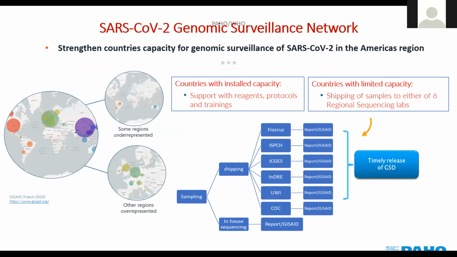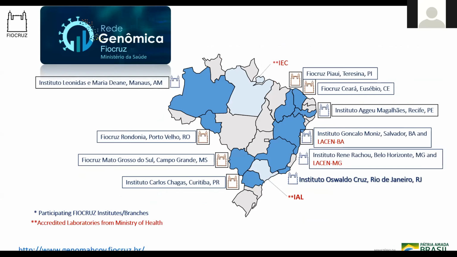So PAHO organized a genomic network since the beginning, and this network is based on some PAHO laboratories that can sequence samples and receive samples from other countries. It is a support that the region gives, one to another, exchanging samples and knowledge and improving genomics in the region. Every country also organizes itself.